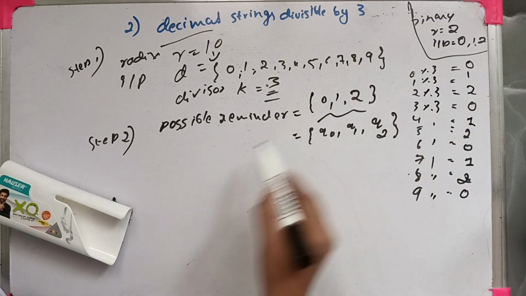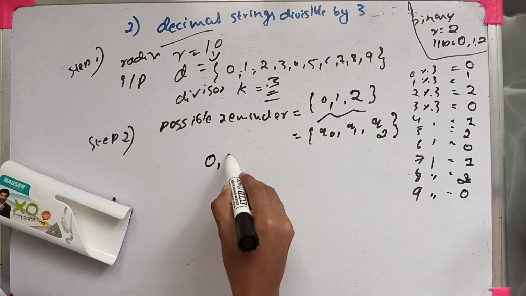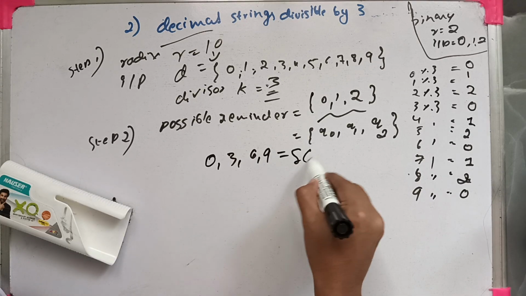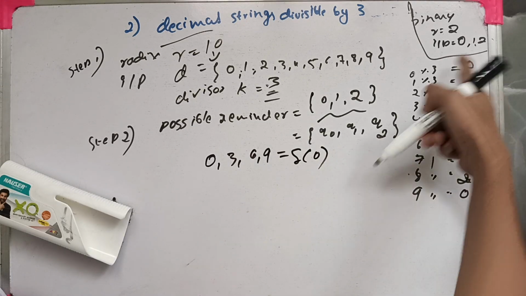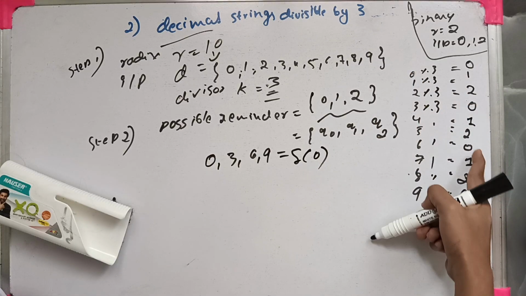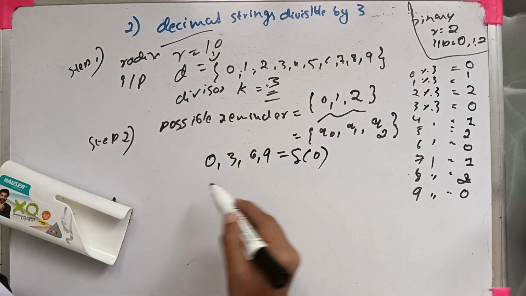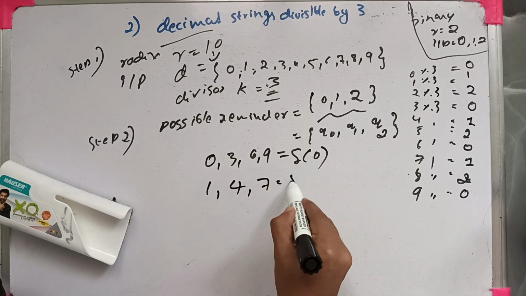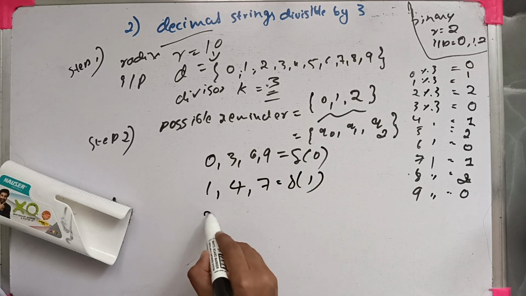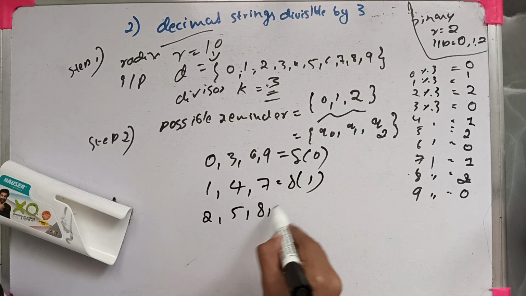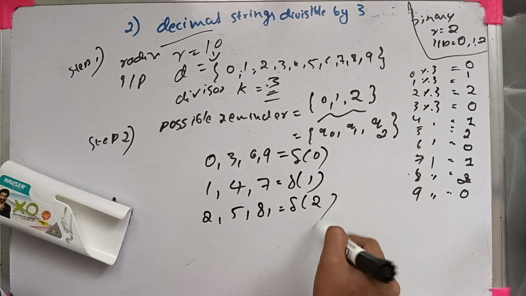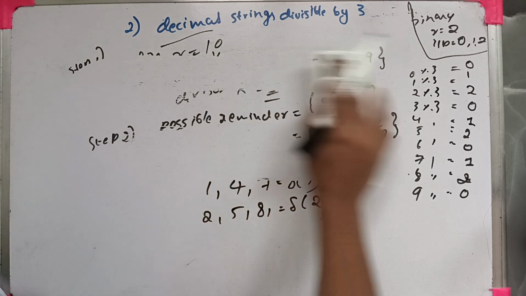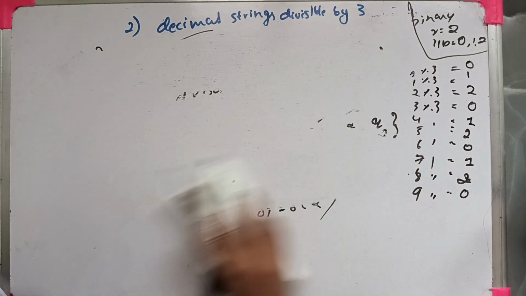So we are grouping in such a way that remainder 0 is one group. Whatever gives remainder 0, we group it together: 0, 3, 6, 9. Next, 1, 4, 7 give remainder 1. Okay, next 2, 5, 8 are grouped together as 2. Okay, this is step number 2. Next, go for step number 3.